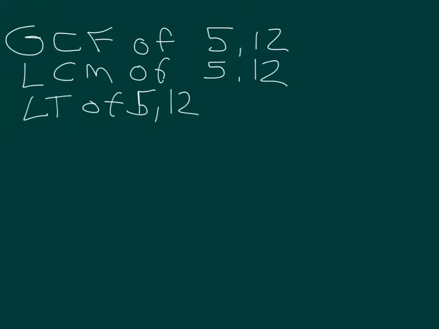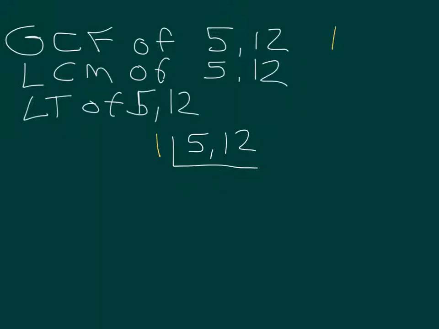All right, let's try another one. So we're going to find the GCF, LCM, and lowest term of 5 and 12. So let's get our upside down division bar, put 5 and 12 in here. Now, what's the smallest number that divides evenly into both 5 and 12, or any number that divides into 5 and 12? Well, in this case, I picked one where 1 is the only number that can divide both into 5 and 12. So, that's pretty easy, right? So, what is the GCF of 5 and 12? Well, it's 1. 1 can be the right answer for the GCF.